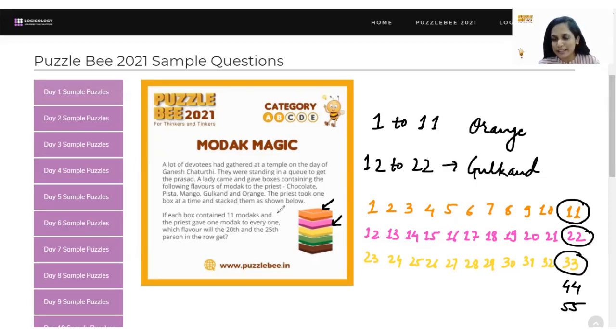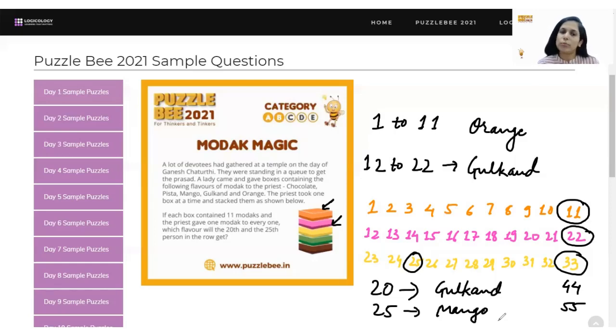We've still not answered this puzzle. The question was, which flavor will the 20th and the 25th person in the row get? So now let's see what was there for 20. 20 is there in pink, which means this was Gulkand flavor modak. So person number 20 got Gulkand flavor. And what about person number 25? Let's check. Person number 25 was in yellow color. Yellow was what? That was mango. So person number 25 got mango.